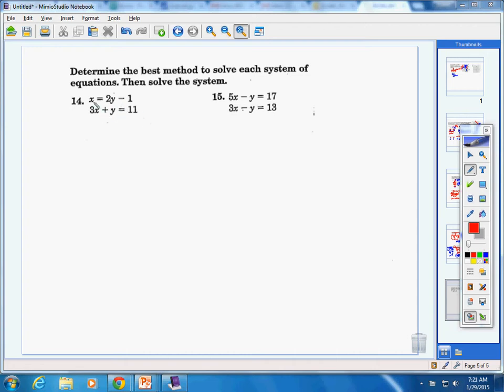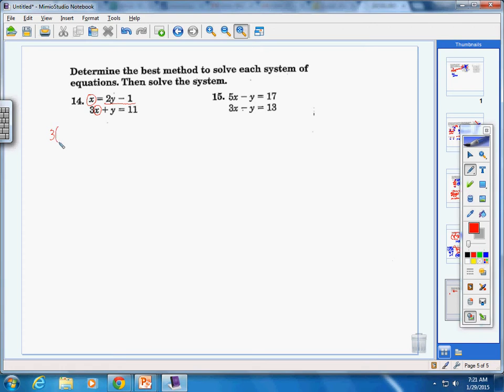So for 14, if I were you, I would probably use the substitution method. Because if you look at these two systems, you already have one of your variables completely by itself. Okay, so you don't have to do any extra work. You just have to substitute this expression in the other equation for x. So I'm going to do that here.